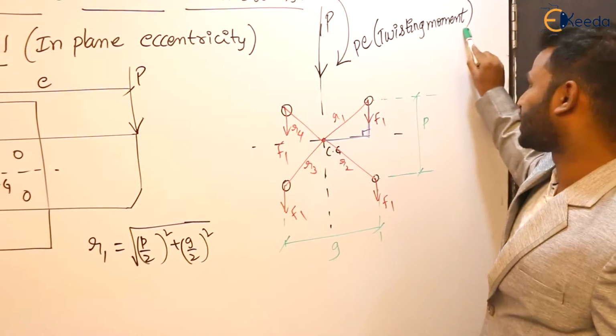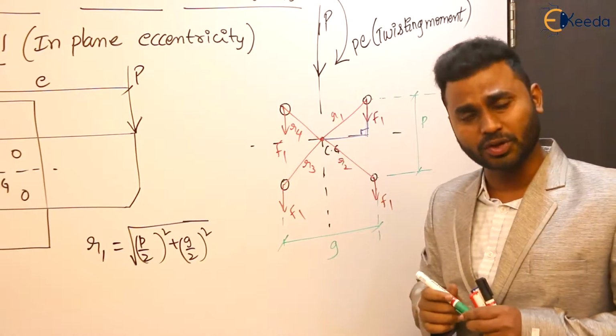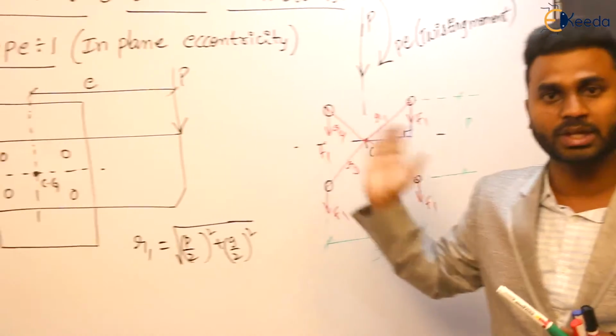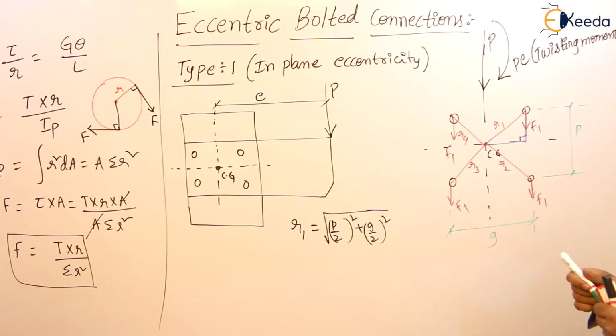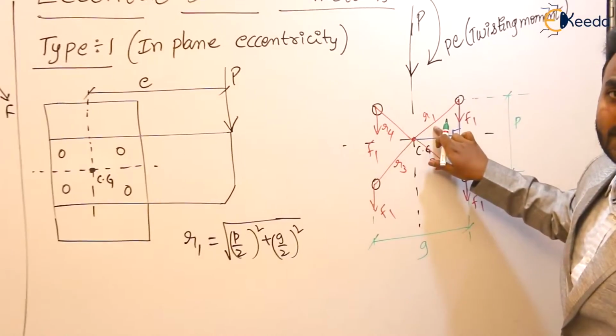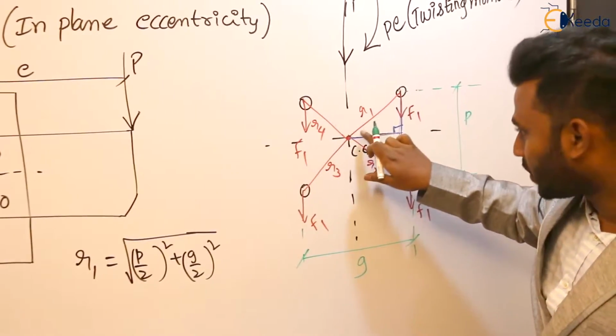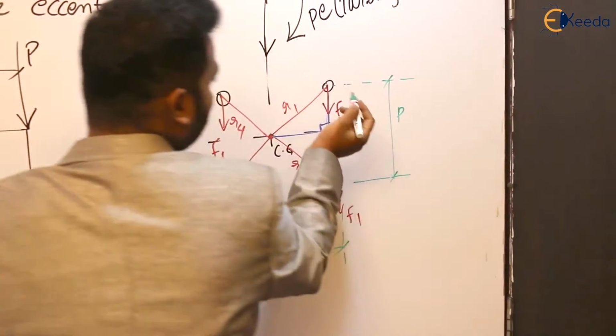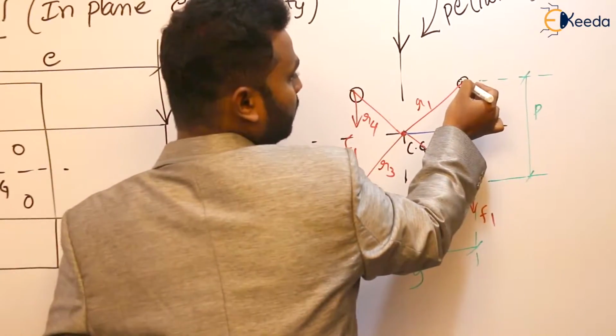Now, coming to the force due to this twisting moment, that is known as twisting shear force. What is its direction? That is a formula, but I will show you the direction. So we know that it is a tangential force. Tangential force is always perpendicular to the radius. So the radial distance is this. Now this force is perpendicular to this, like this, perpendicular to this R1.